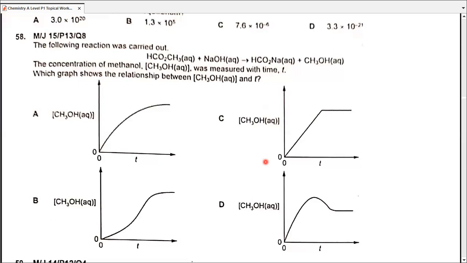Beta. How? Initially there would be more reactant molecules, so the chances of successful collision should be greater. So the rate of formation of methanol should be higher as well. And then as the reactant molecules are being used up, I think fewer collisions would occur, so the rate must decrease eventually with time for the formation of methanol.